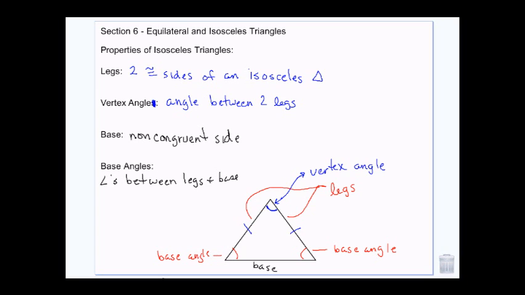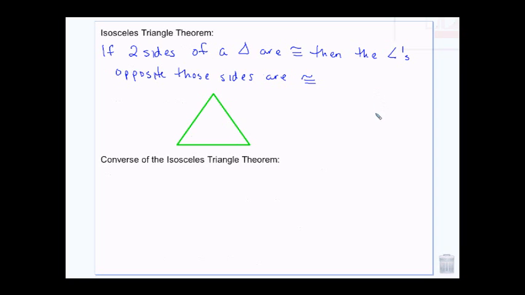Okay, so you have two legs, one vertex, one base, two base angles. Now, if two sides of a triangle are congruent, then the angles opposite those sides are congruent. So what I'm saying is these two sides are congruent, opposite is here, opposite is here. So these legs being congruent makes these angles congruent. I just can't remember how to word it.